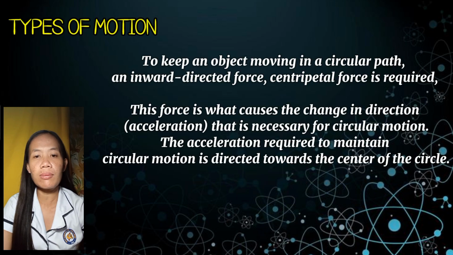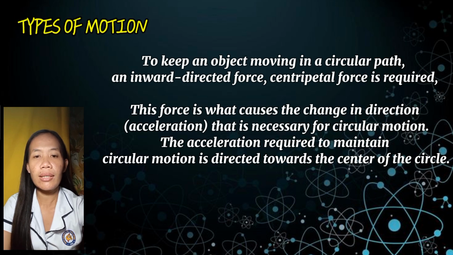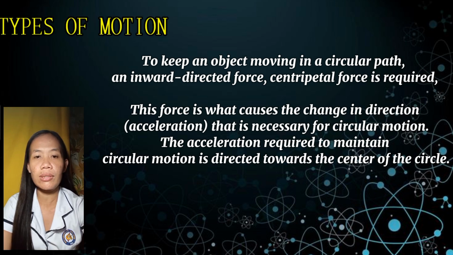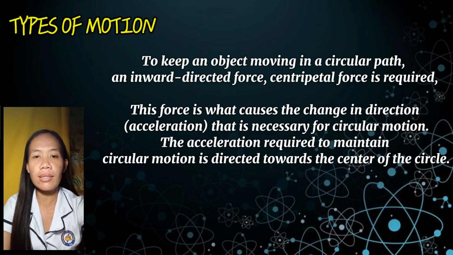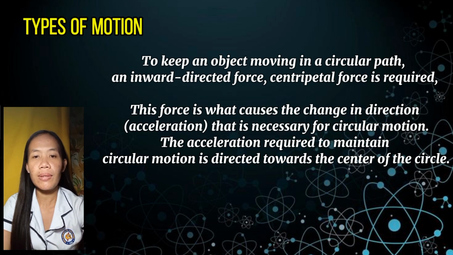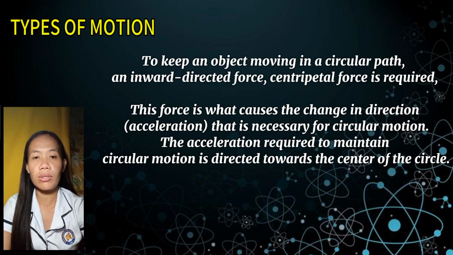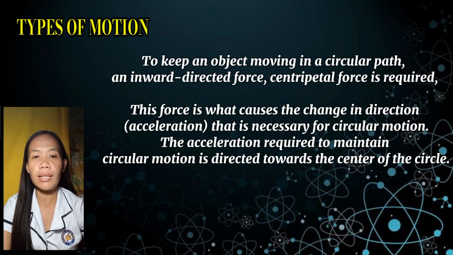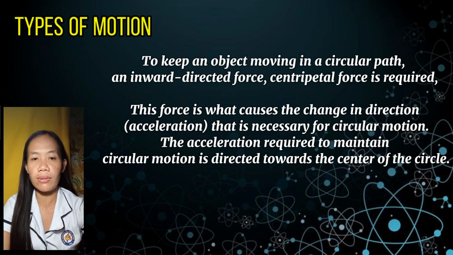To keep an object moving in a circular path, an inward-directed force, the centripetal force, is required. This force causes the change in direction, or acceleration, that is necessary for circular motion. The acceleration required to maintain circular motion is directly towards the center of the circle.